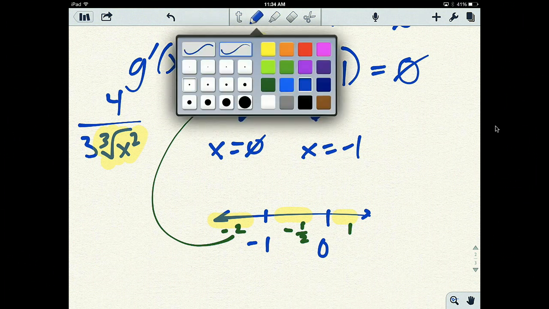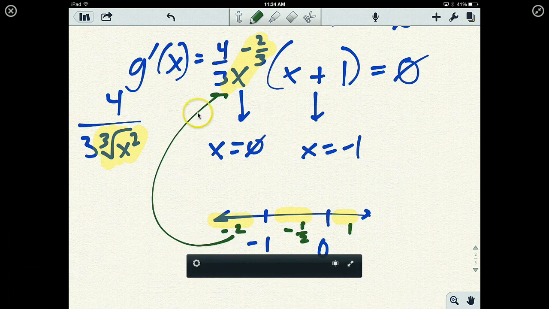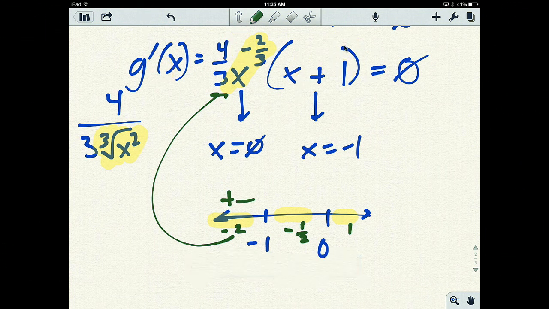Okay. So I'm going to use my green pen. If I plug negative 2 into this first piece, that is negative 2 squared, which is 4. You don't need to know what this all is, but you'll know that your sign is going to be positive. So this is going to be positive. If I plug negative 2 into my second piece, negative 2 plus 1 is negative. And a positive times a negative, this whole interval is negative.